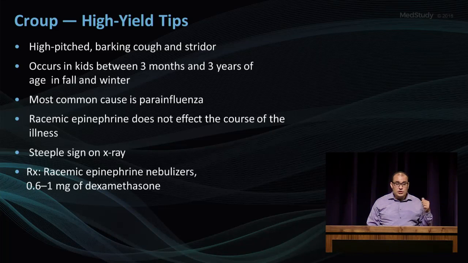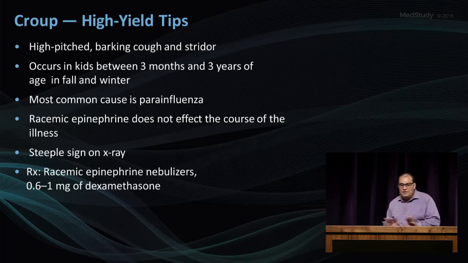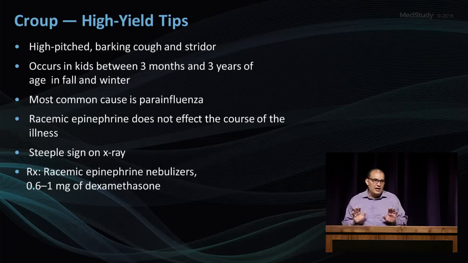Croup, remember in the question we said high-pitched barking cough and stridor. We talked about this. Most common cause is parainfluenza. I said it a lot. And this is important: racemic epinephrine may prevent admission, but it does not change the course of the illness. Highlight that.